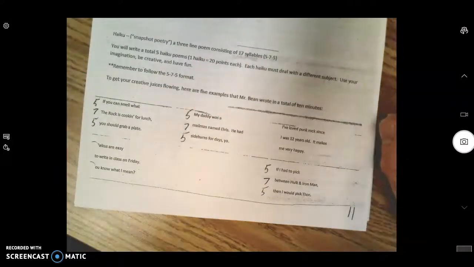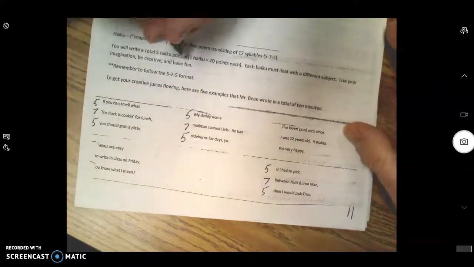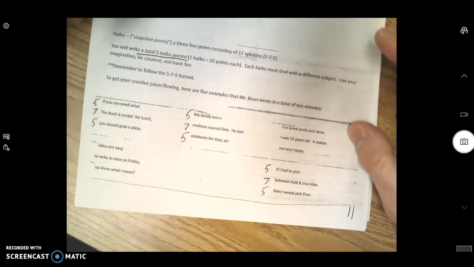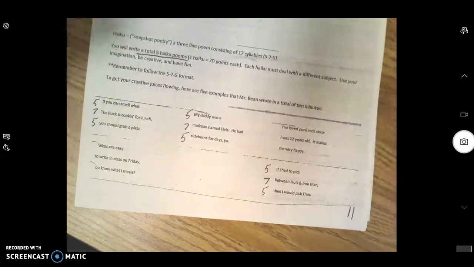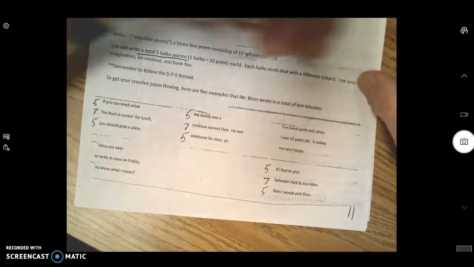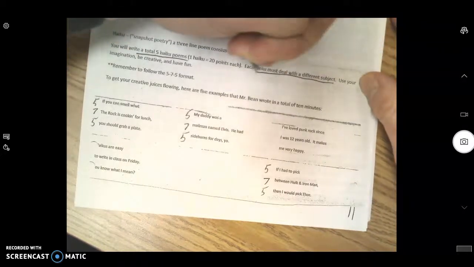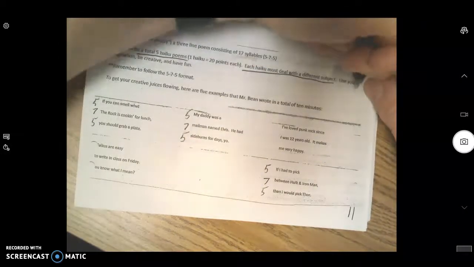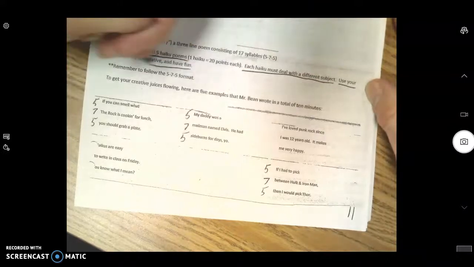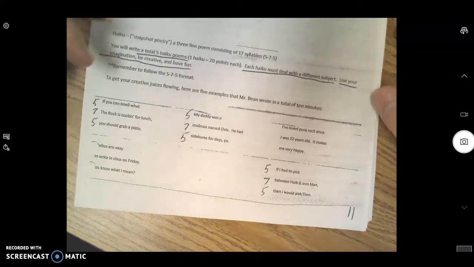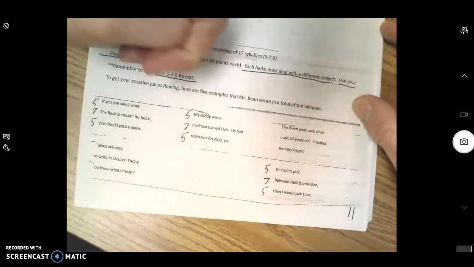So, according to this, it says you're going to write 5 haiku poems, a total of 5, okay? Each haiku is 20 points. Each haiku must deal with a different subject, okay? Use your imagination, be creative, and have fun. I got to make sure I remember to follow that 5-7-5 format, okay?